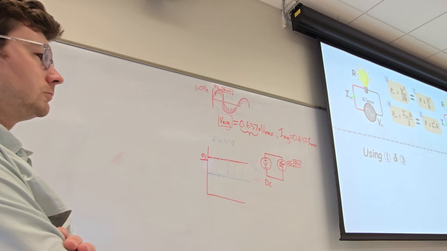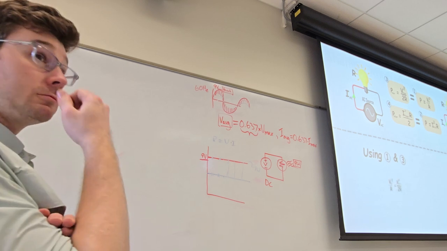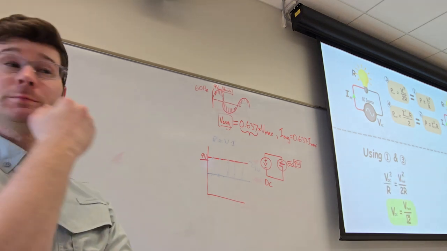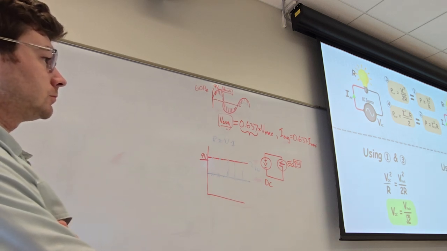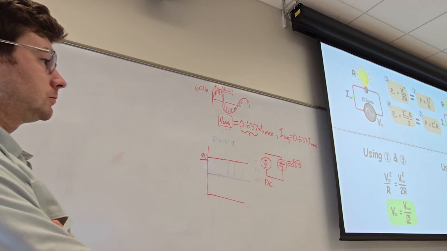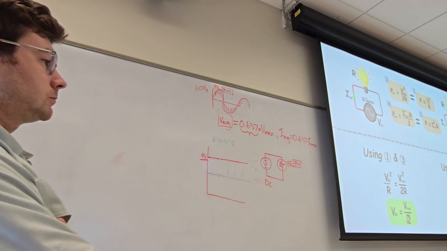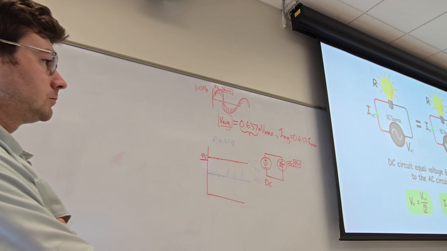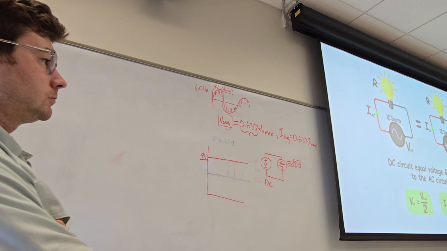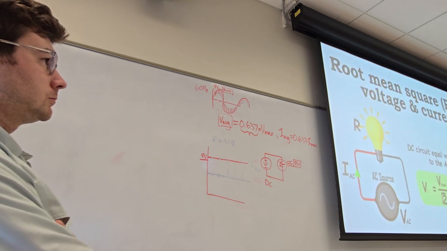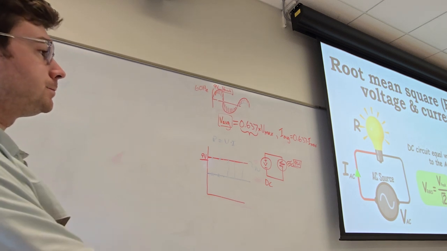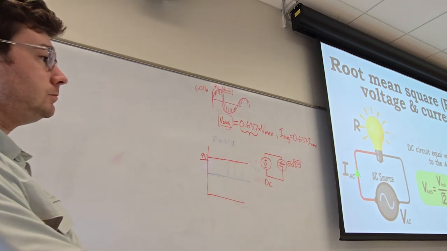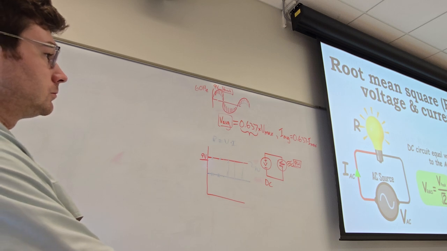By utilizing equations 1 and 3, we can determine the DC circuit's equivalent voltage value for the AC circuit. Similarly, by using equations 2 and 4, we can ascertain the DC circuit's equivalent current value for the AC circuit. Using this DC circuit analogy makes calculations in AC systems more straightforward. These values derived are commonly known as root mean square values for AC systems. Almost always, RMS values are employed to express the voltage and current in AC systems.